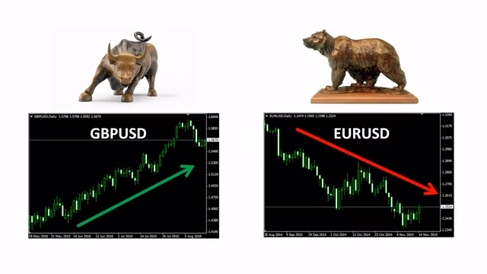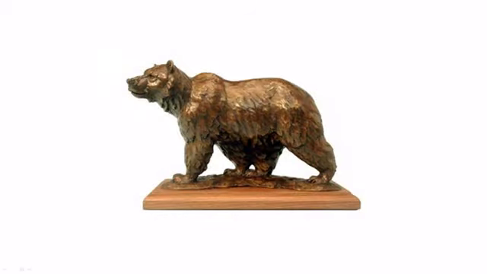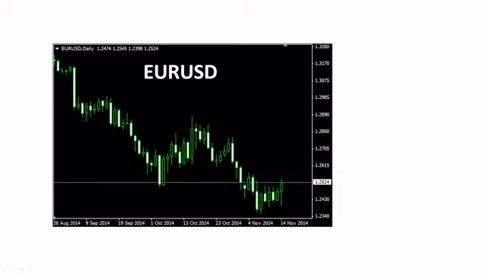As we've already established, there are two types of traders on the forex market: bulls, traders who invest into the growth of a forex currency, and bears who invest into the decline of a forex currency. So today we're talking about short selling, and that is applicable to bears. Let's look at our euro US dollar example in more detail. So here's a chart, and how would a bearish type of trader profit from this downward trend?